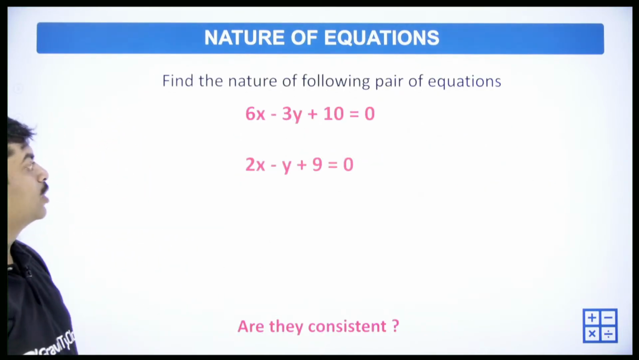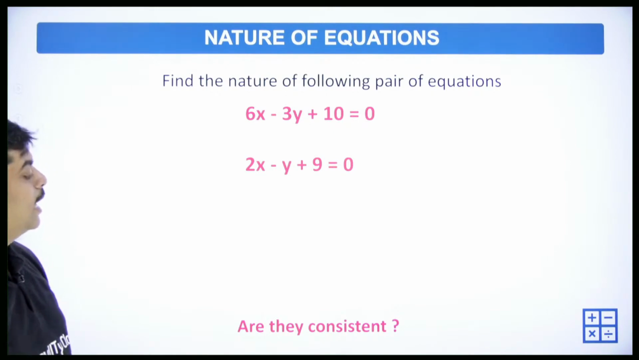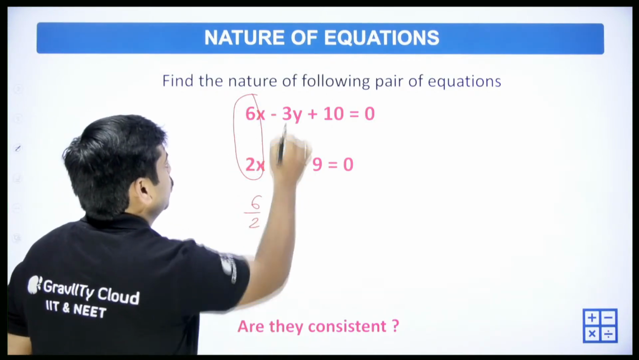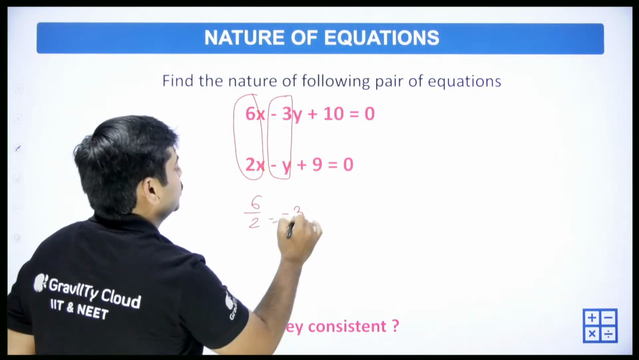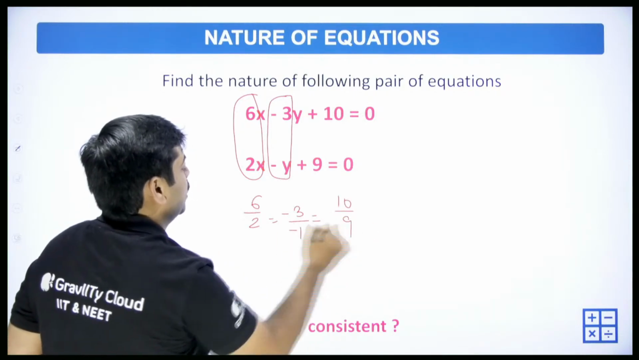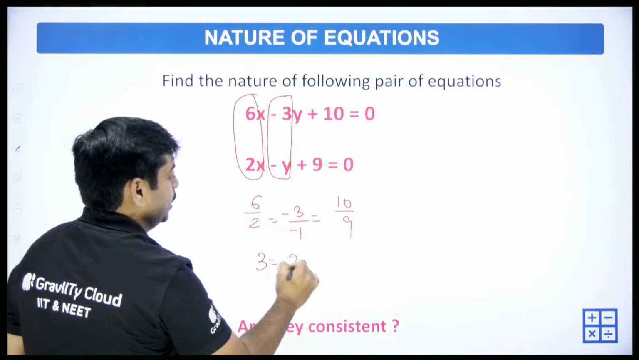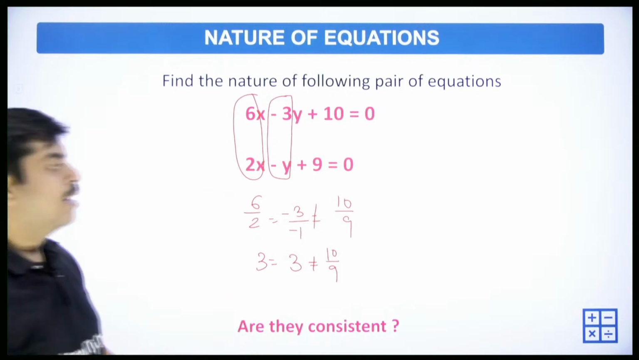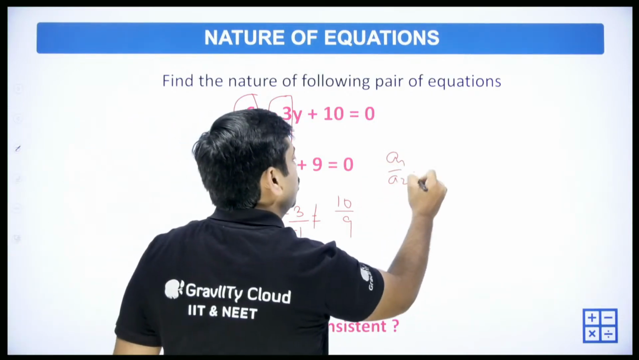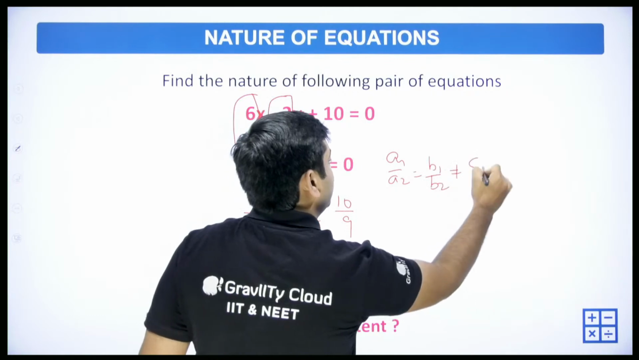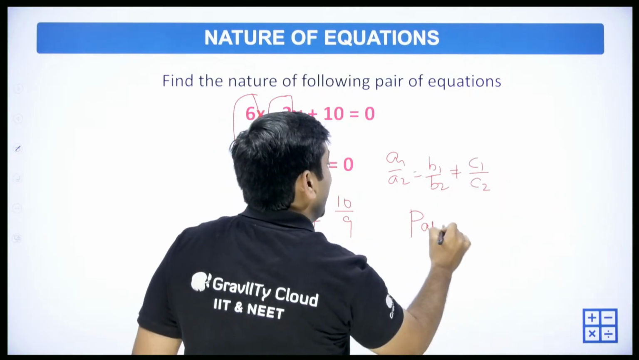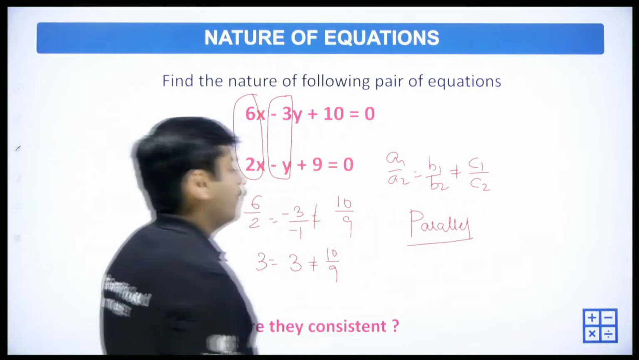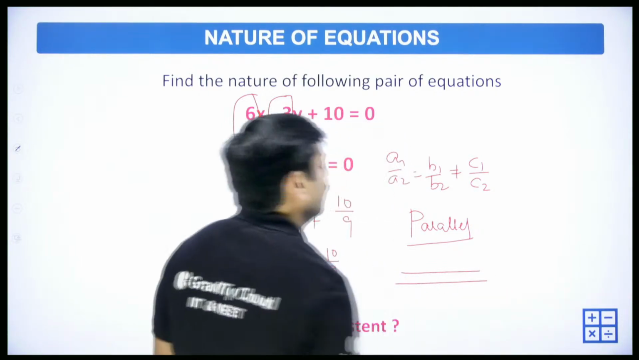Find the nature of the pair of equations 6x minus 3y plus 10 and 2x minus y plus 9. Are they consistent? So 6 by 2 is equal to minus 3 by minus 1, and that is not equal to 10 by 9. 6 by 2 is 3. Minus 3 by minus 1 is 3. Which is not equal to 10 by 9. So what happened in this case? A1 by A2 is equal to B1 by B2, but not equal to C1 by C2. This is the case of parallel lines, if you remember, and for parallel lines, they have no solution.